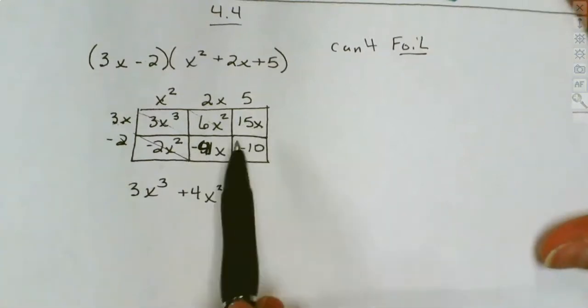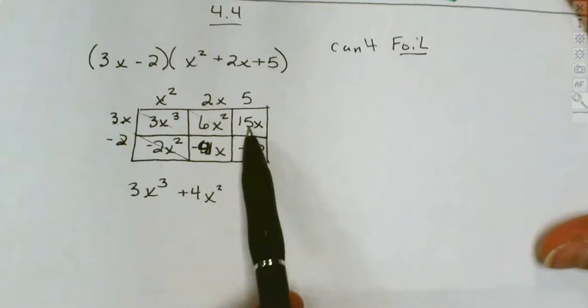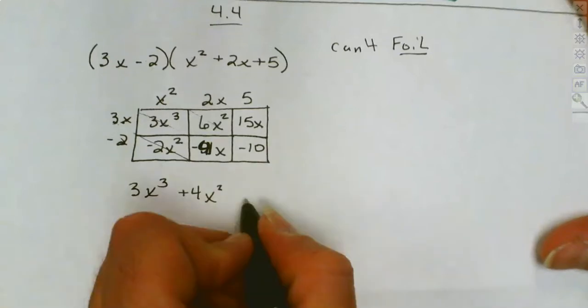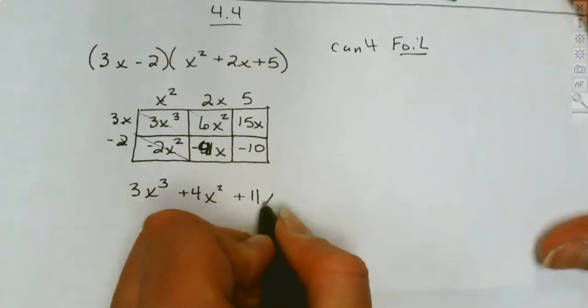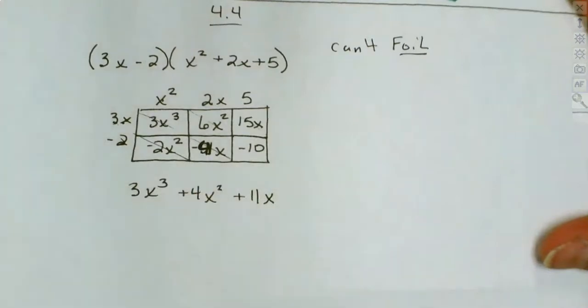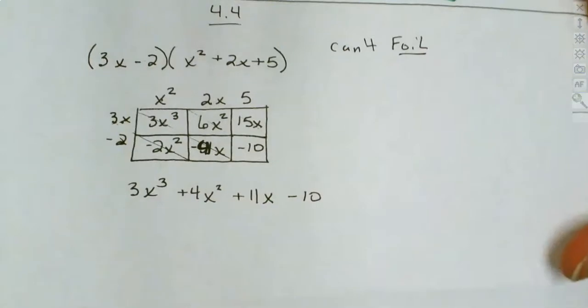What about the next one? These are the same. They're both x's. 15 minus 4 makes 11x. Gone and gone. And then what's left on the end? Negative 10. That's it.